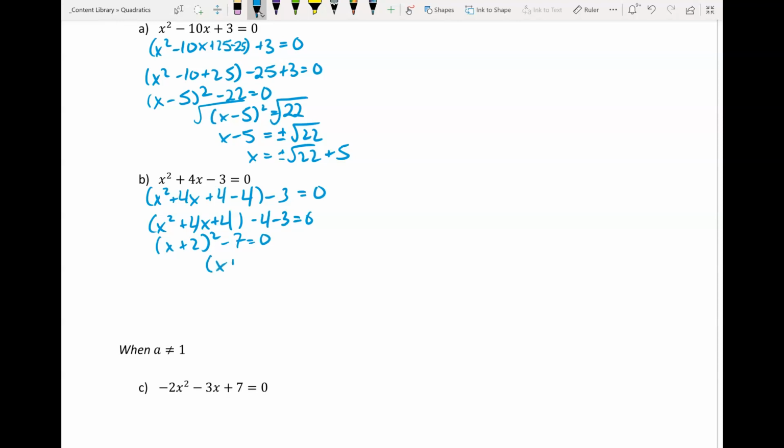Move the 7 to the other side. Take the square root of both sides. And when we do that, we are left with plus and minus root 7. Then we're going to move the 2 to the other side by subtracting both sides by 2. That is our final answer there.